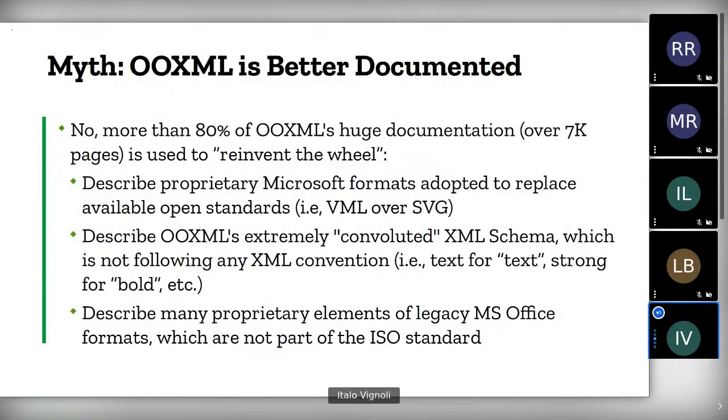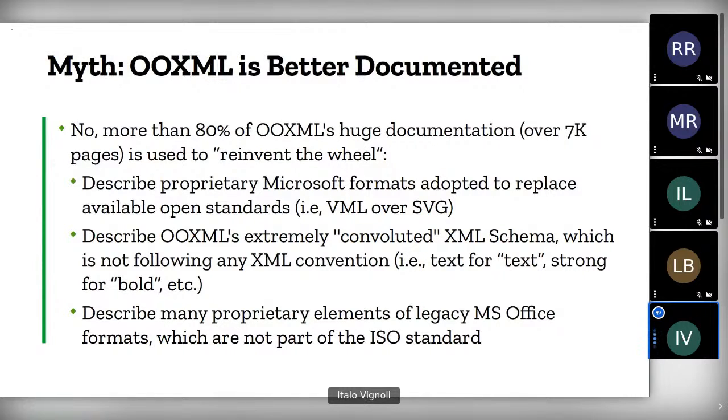Strong is used for bold, and you don't have the same in Microsoft Office. So even someone who is proficient at XML has to study XML again to understand the Office OpenXML schema. And then in addition, they describe the proprietary elements of the legacy Microsoft Office formats, which are not part of the ISO standard, but the reality is that they are part of the documents that are created by users today.